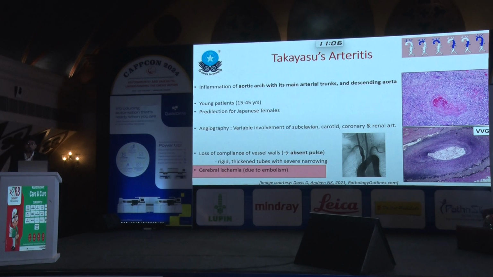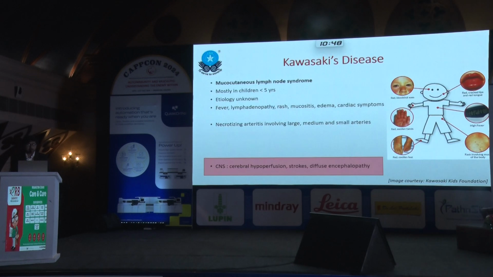There is loss of compliance of vessel walls leading to absent or weak pulse, hence the name pulseless disease. Cerebral ischemia occurs secondary to embolism. Histology is similar to giant cell arteritis with dense infiltrates, often giant cell rich in the media and adventitia with fibrinoid necrosis of wall and disruption of internal elastic lamina.